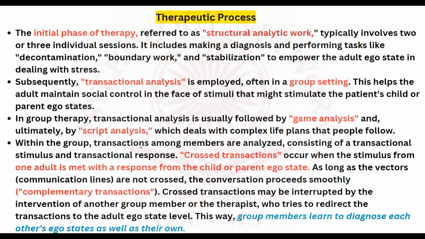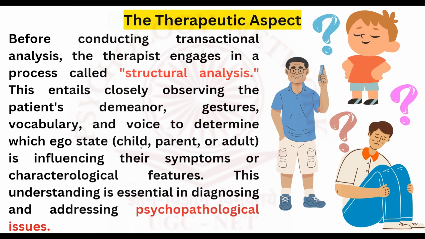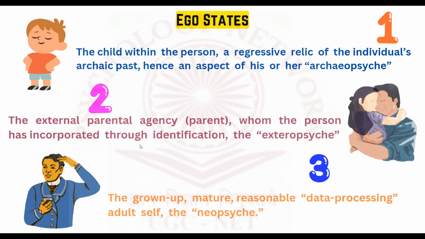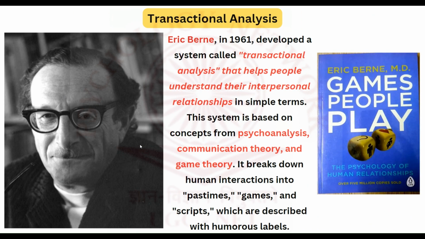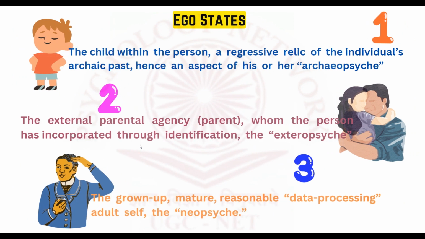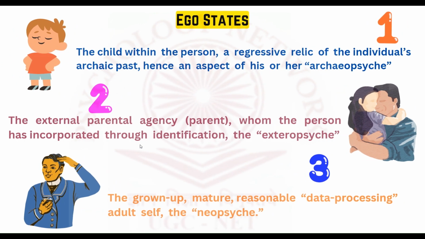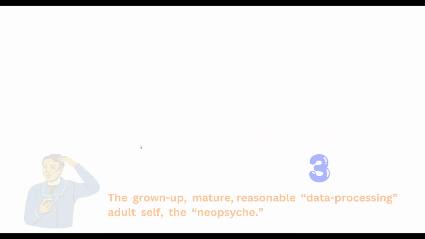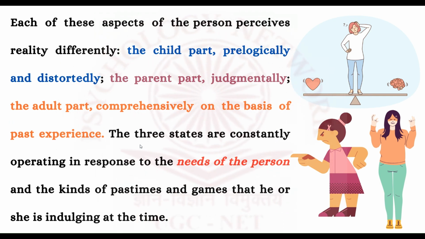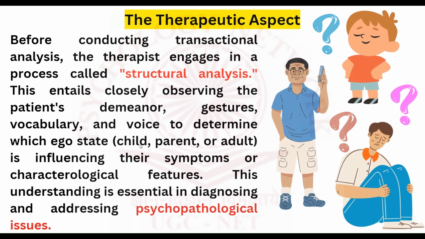Now, this was your transactional analysis for UGC. I repeat, this slide, the ego states, and the first slide are very important. Eric Berne gave the therapy, and the three ego states you must remember, and the few terms which I said, you should keep those in mind because those terms may come as match the following. They might give you five therapy names and five different terms from different areas, so you have to match them. If you don't know the terms, it might get difficult. So this was all about transactional analysis.